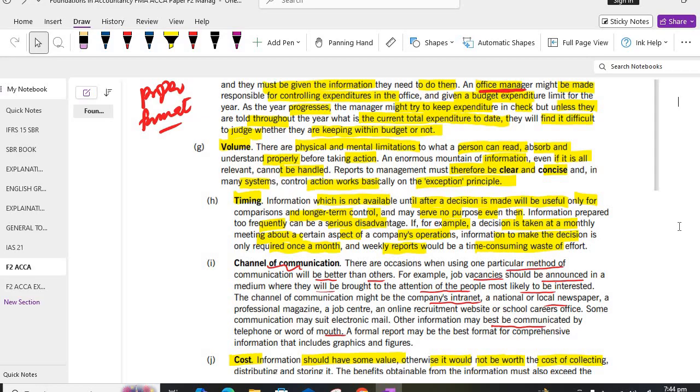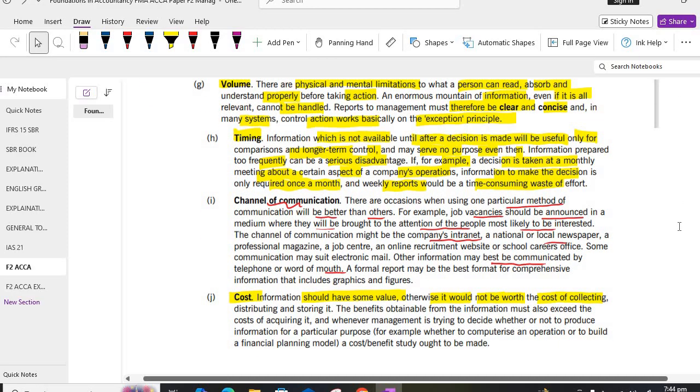And then we have discussed the channel of communication, that the channel used to communicate information should suit its purpose, meaning that you have to use the appropriate channel or platform for transferring or delivering information. And in the last, we have discussed the cost, that the value of information should outweigh its cost. So a cost benefit study should be conducted before investing in an information system.